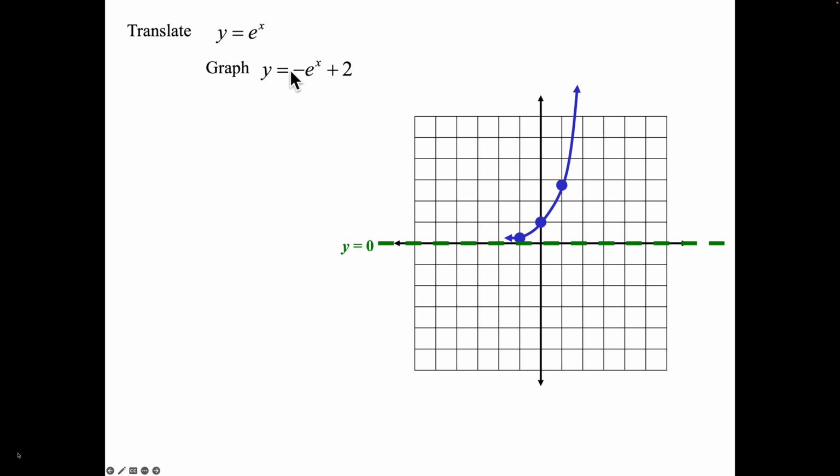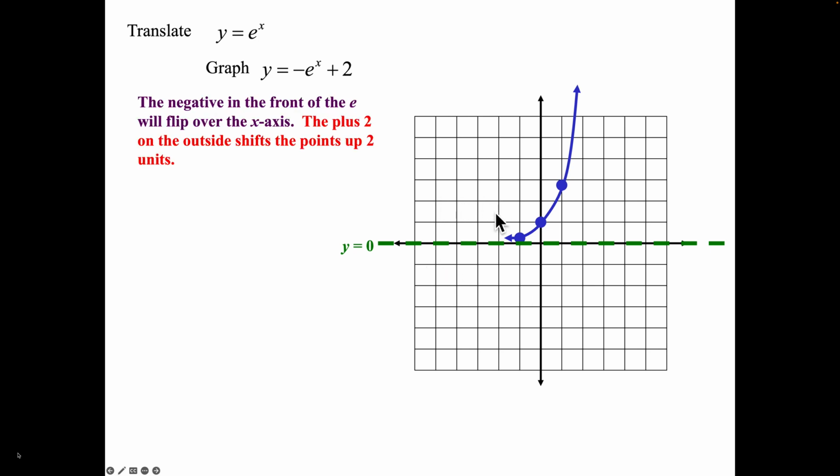If we wanted to plot negative e to the x plus 2, again, same 3 starting points. Start with the multiplication of the negative. It's outside the exponential function, so this is up and down. So this is going to flip over the x-axis. 2.7 above, now below. 1 above, 1 below.